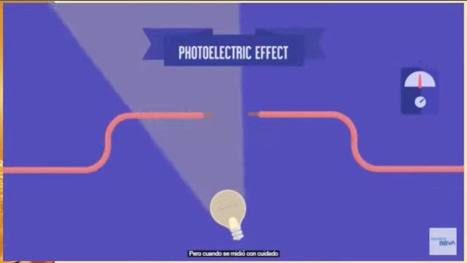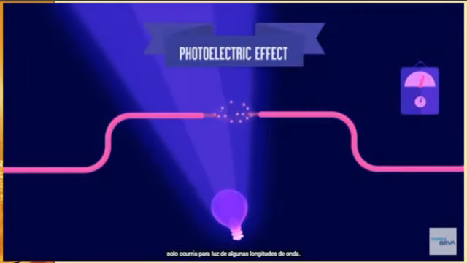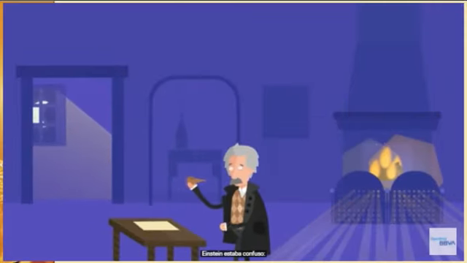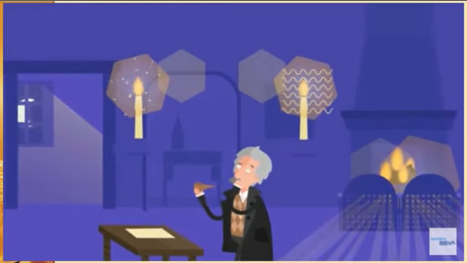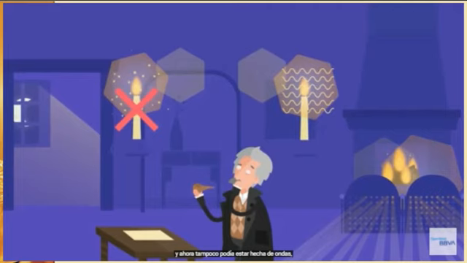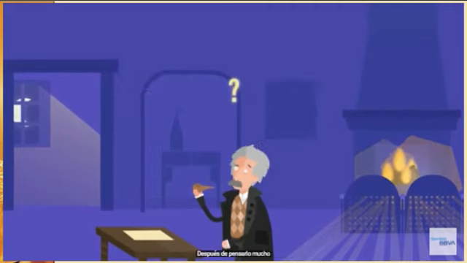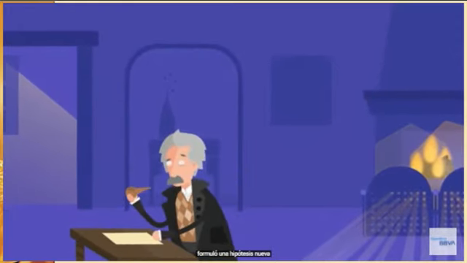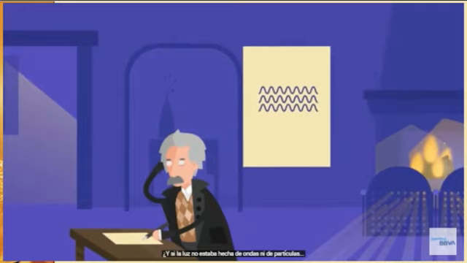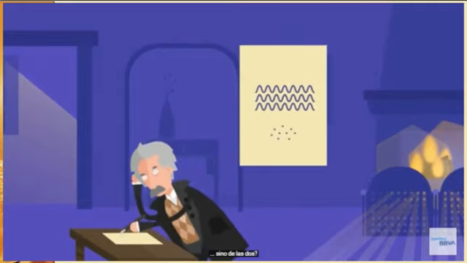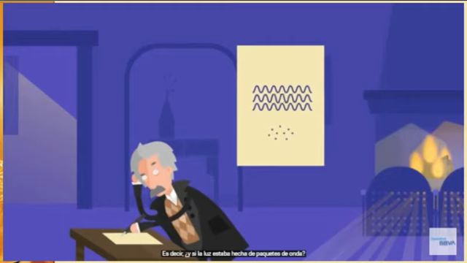But when it was measured carefully, a big contradiction was found. It only happened for light of some wavelengths. For others, no electrons jumped at all. Einstein was bewildered. The photoelectric effect should work regardless of the type of light. If light wasn't made of particles, and now it turned out that it couldn't be made of waves, what was it made of? After much reflection, he formulated a new hypothesis combining the 2 previous ones. What if light were made not of waves or particles, but of both? That is, what if light were made of wave packets?